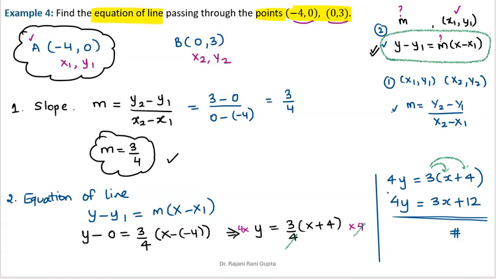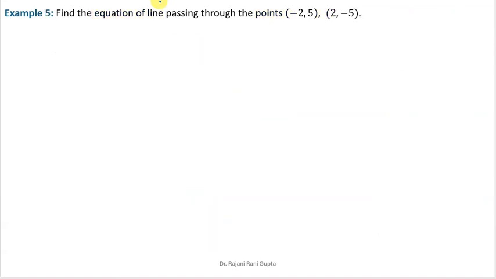Let's solve another example. Same thing, the 2 points are given to you. So just write minus 2, 5. This is 1 point. Other point is 2, minus 5. So let this be your x1, y1. See, it doesn't matter which point you choose as x1, y1. Let's say if you write this as x1, y1 and this as x2, y2. Let's see if it changed anything.